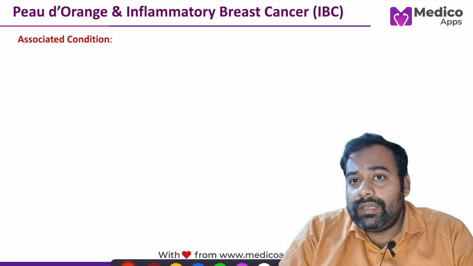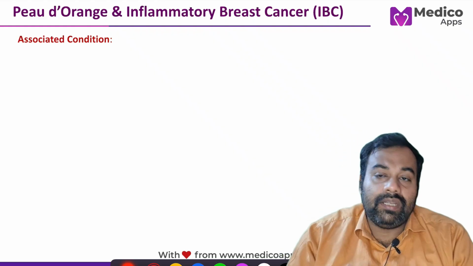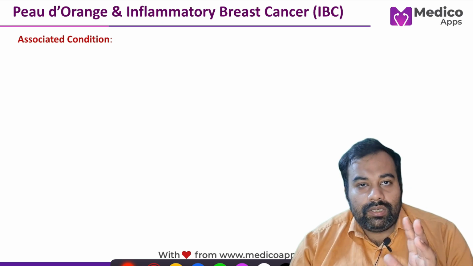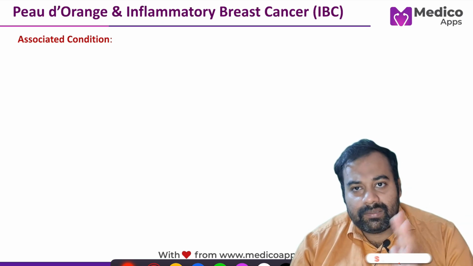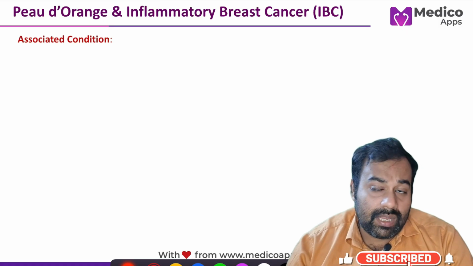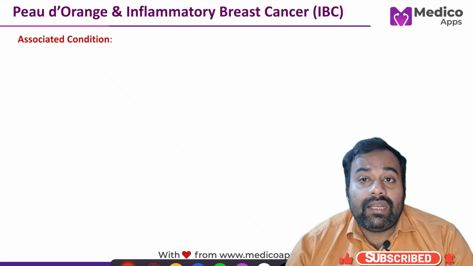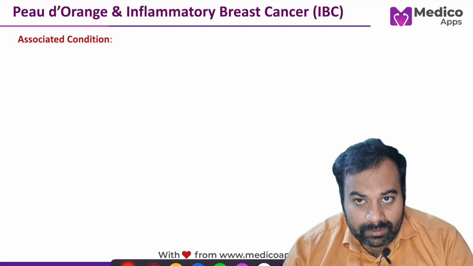Now, what are the associated conditions that could be seen with a Peau d'orange, right? So let's try to understand. Initially, in a patient with breast cancer, if there is a presence of Peau d'orange, we are going to take it as a skin involvement. Okay, so they are going to take it as a skin involvement, right?